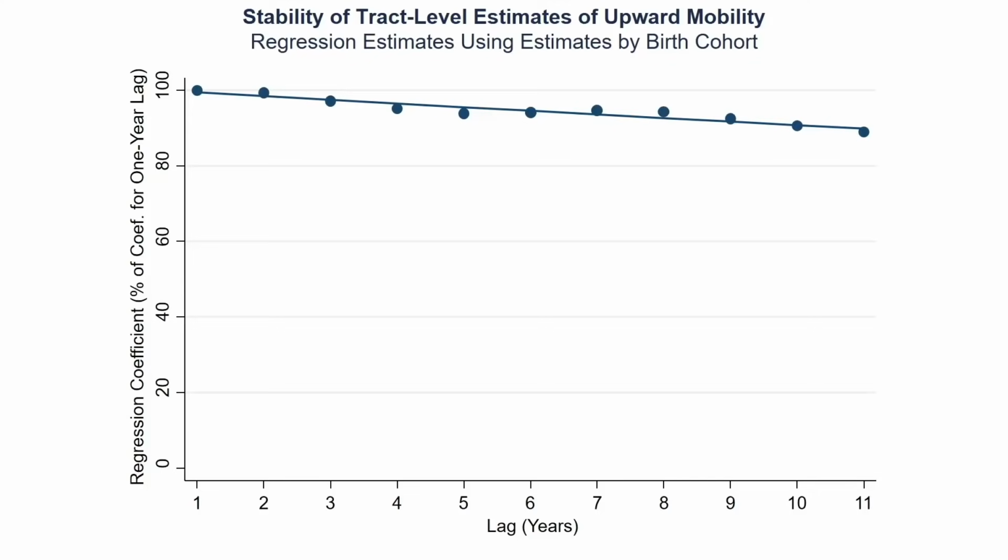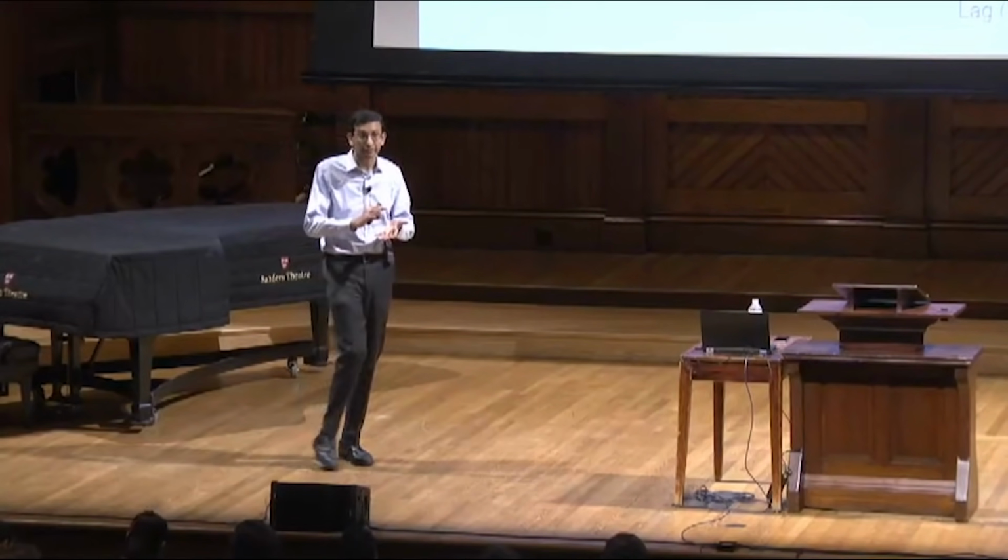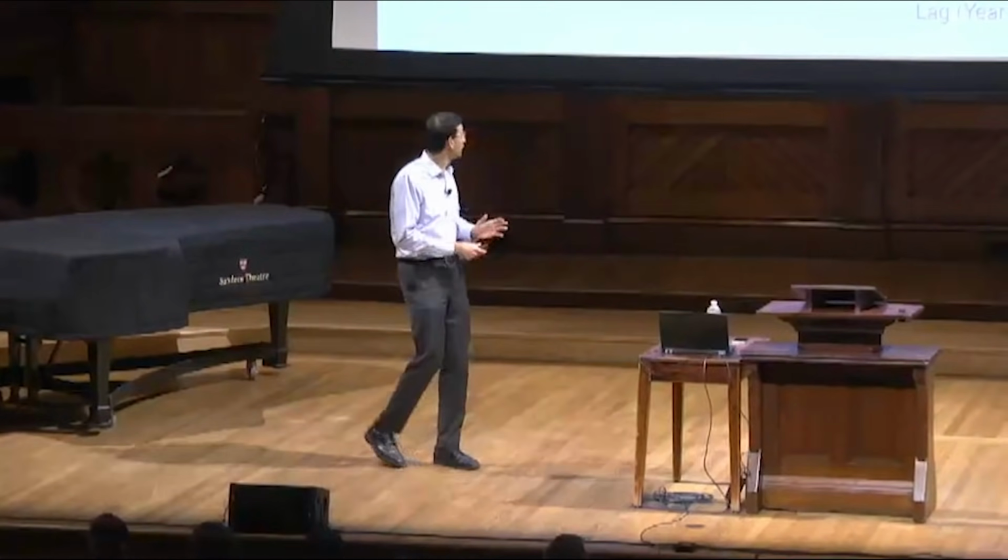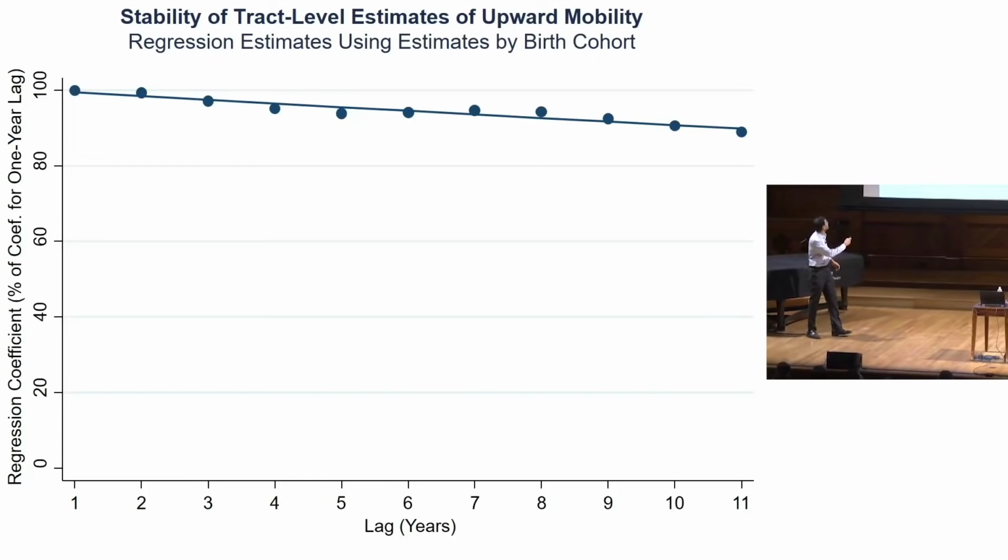So what we're doing here is basically evaluating the stability of the estimates of upward mobility over time. And so the way to think about this chart is, suppose I construct the maps that I showed you for kids born in 1980. And then I ask, suppose I now construct the map for kids born in 1981, and I correlate those two sets of estimates. I ask, how similar do those two maps look, okay? So that gives me some number. That's the number that's at 1 here, okay? We're going to benchmark that at 100%.